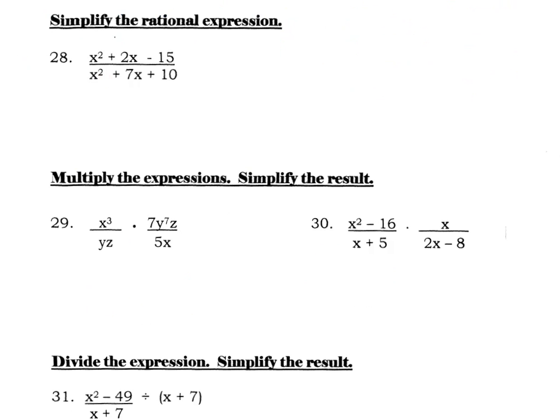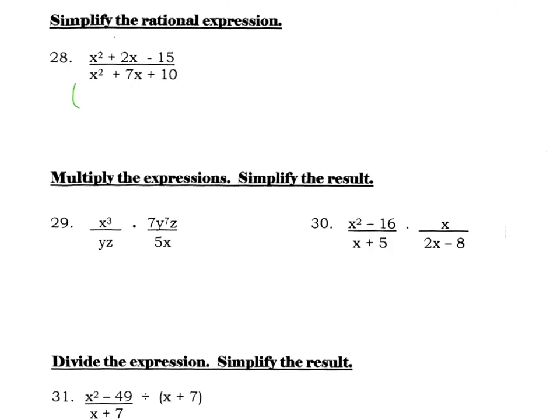Alright, moving on to number 28. These are all going to be about rational expressions. We just shifted chapters here, and we're going to be doing some canceling. But the key to canceling is we have to be able to factor. Looking at this expression, I'm not really sure what's going to cancel. The only way I'm going to know what they have in common is if I factor them out.